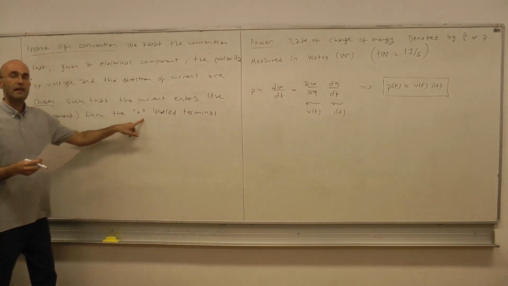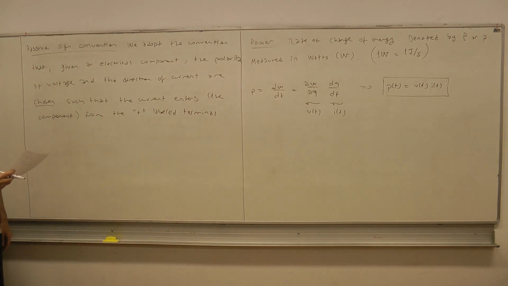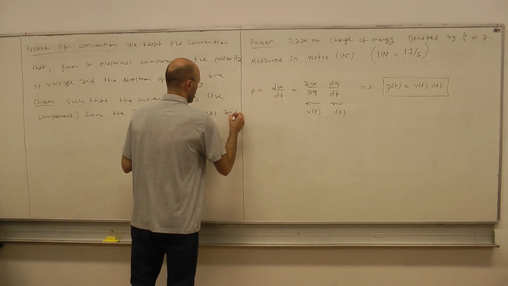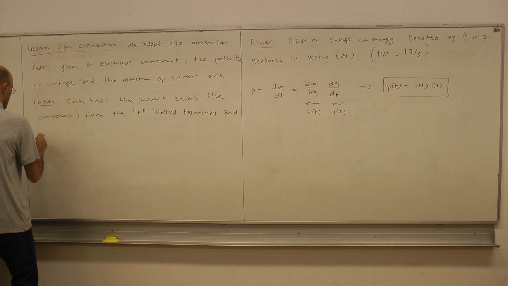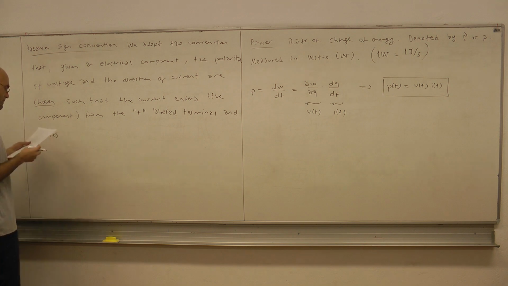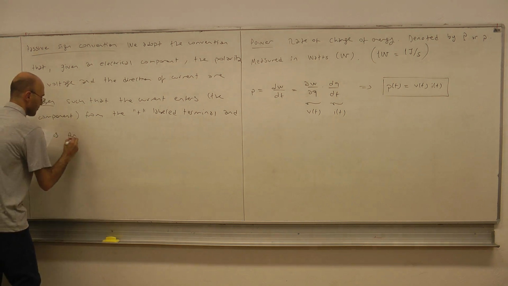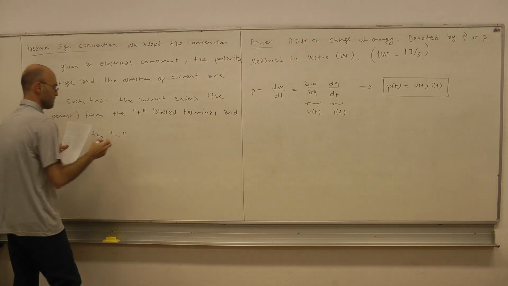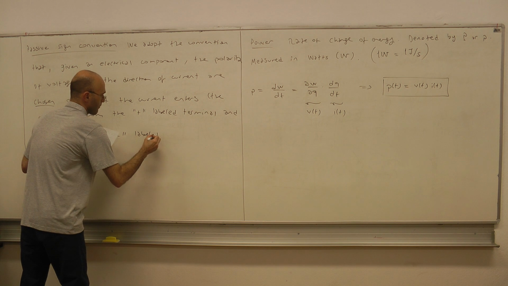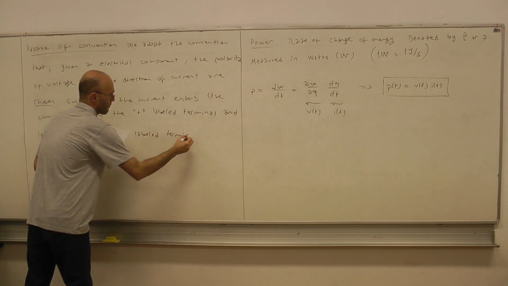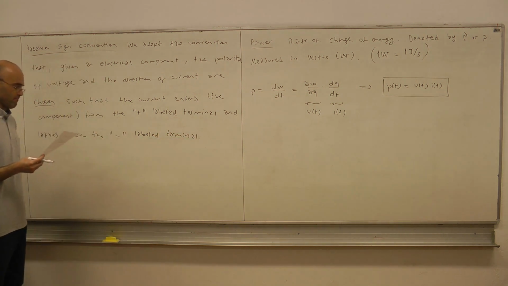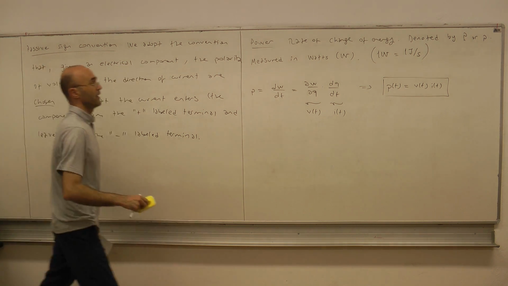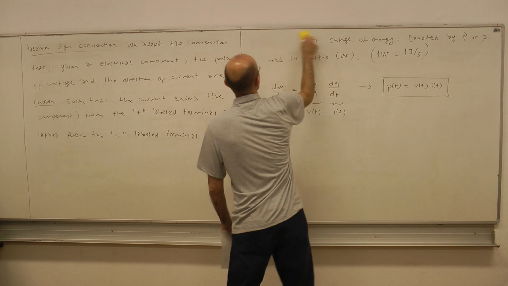The labels that we use to indicate the polarity of the voltage, and the current leaves from the negatively labeled terminal. So let's be clear about what's written here on the picture.